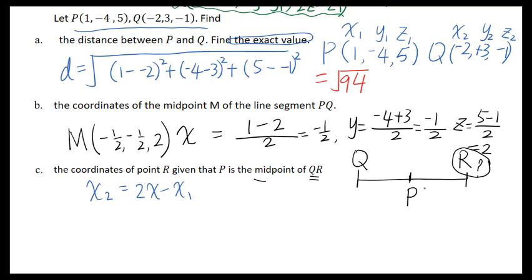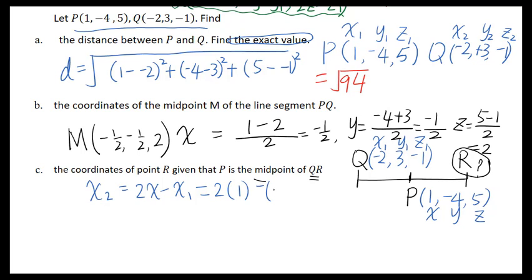So for this P, we know that it's 1, -4, 5. And for this Q, it's -2, 3, -1. You can label this one x, y, z, because this is the midpoint. This one is x1, y1, and z1. Then you can plug into this formula. 2 times 1 minus -2, so you get 4.